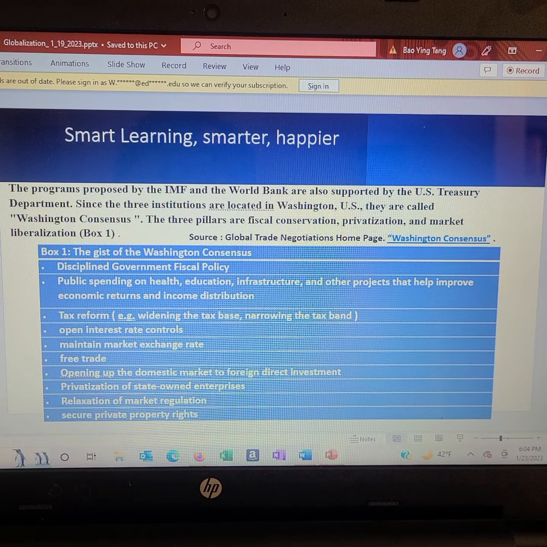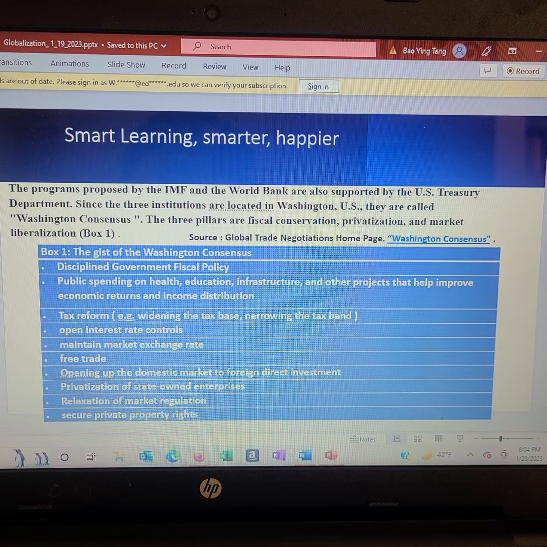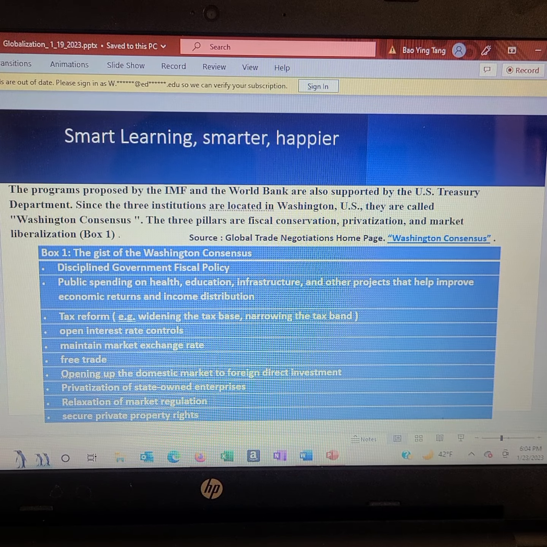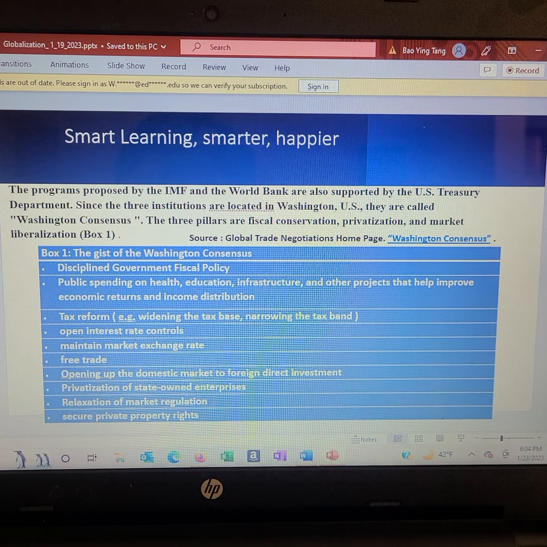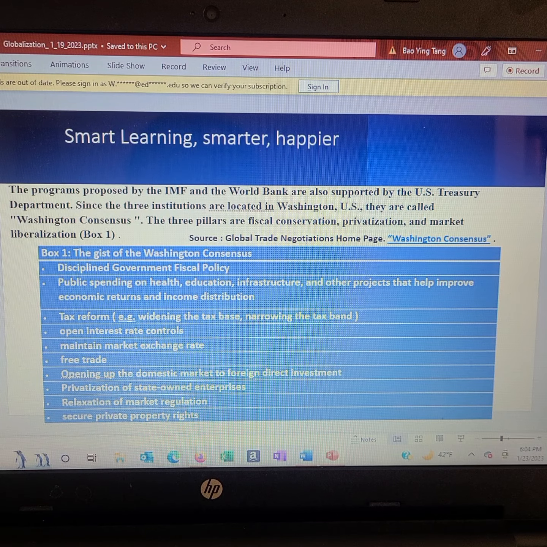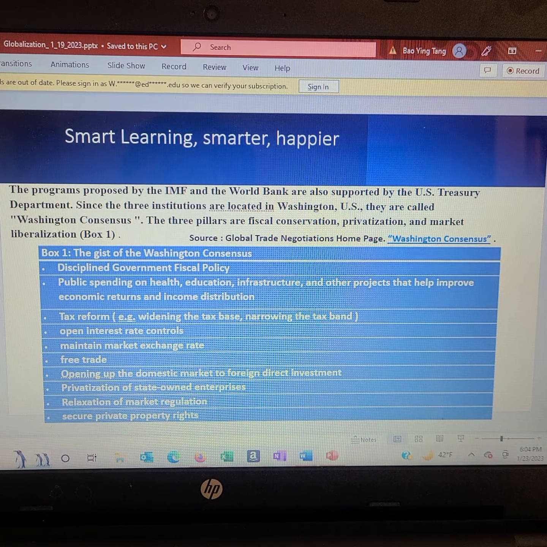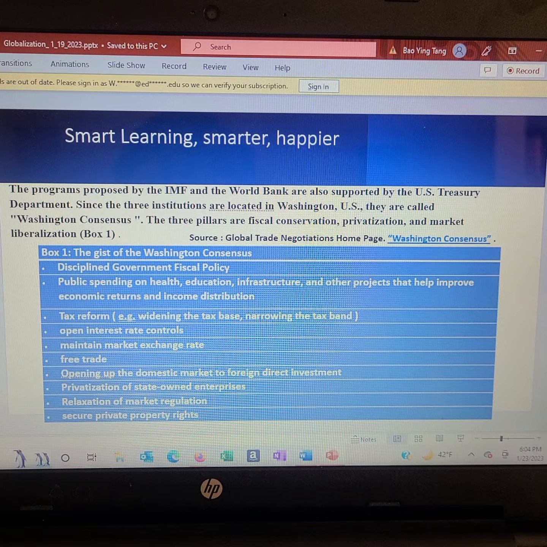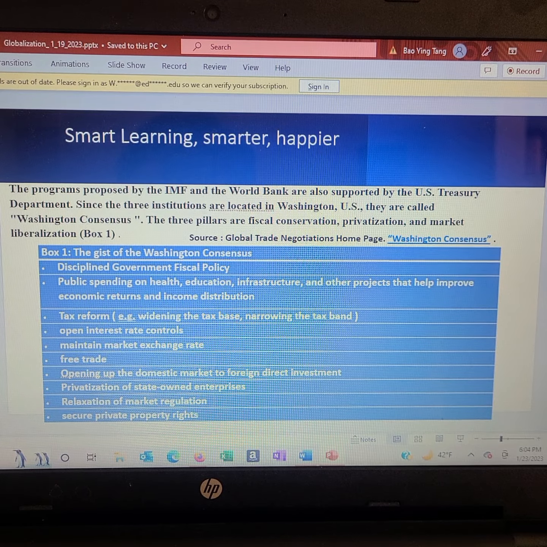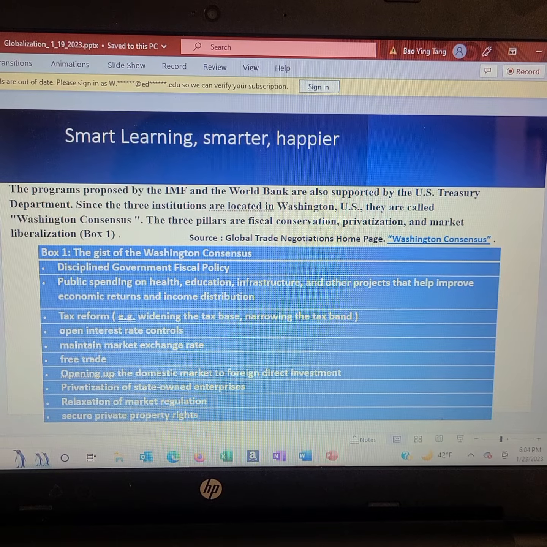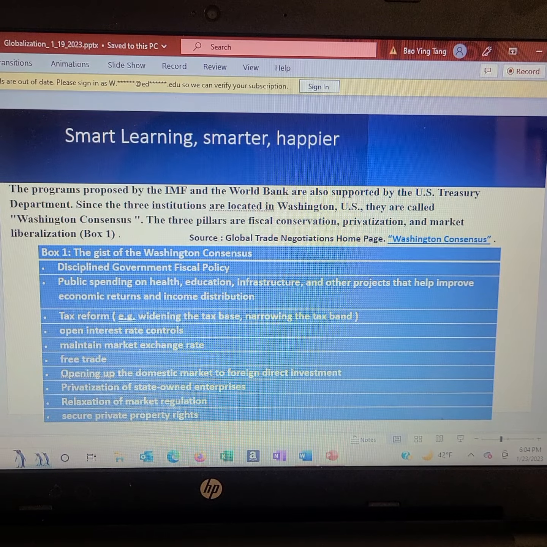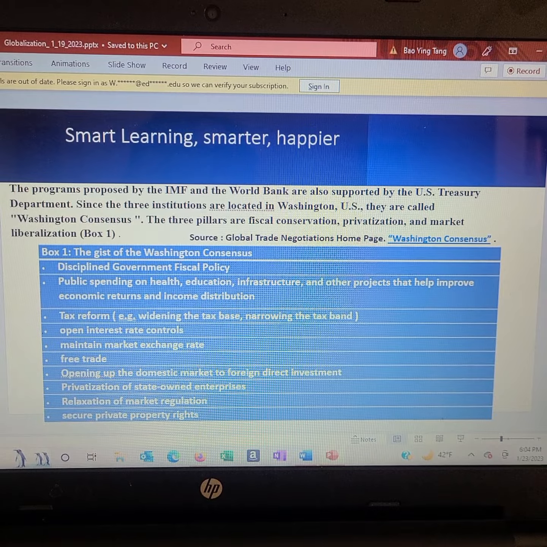and income distribution. It asks countries to do tax reform, liberalize their interest rate controls, maintain a market exchange rate, promote free trade, open their domestic market to foreign direct investment, privatize their state-owned enterprises, relax their market regulation, and secure private property rights.